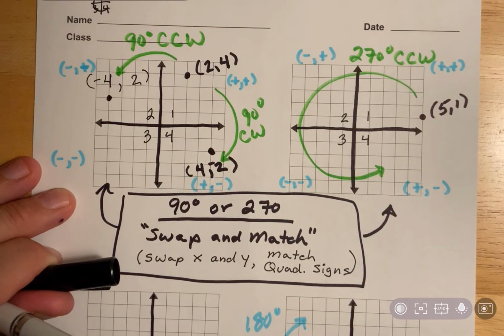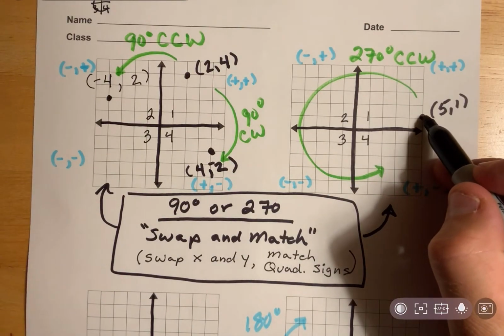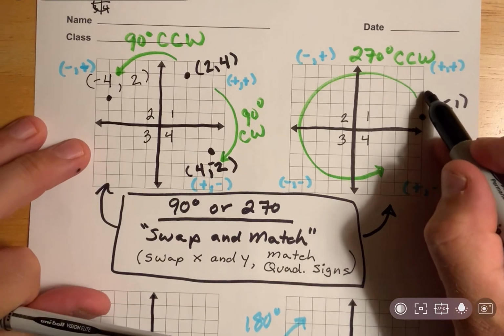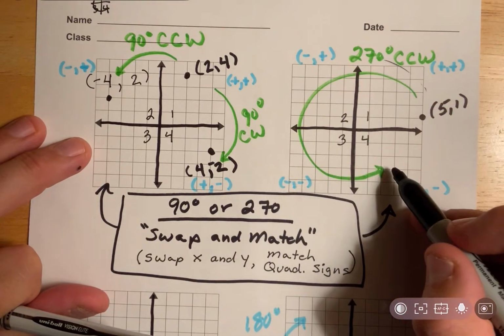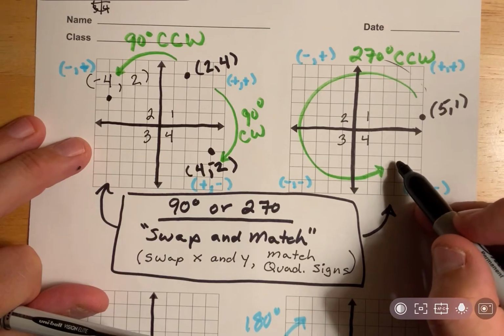Now realize this, if I were to start the dot here at 5, 1 and rotate it counterclockwise 270, you end up down here, still 1 quadrant away from where you started.